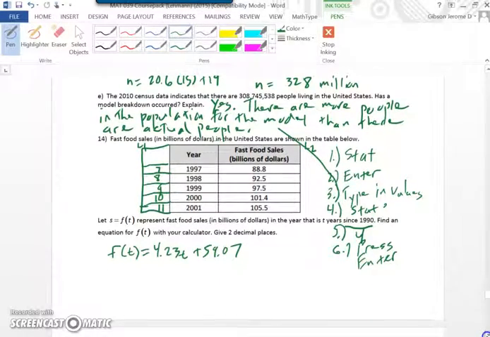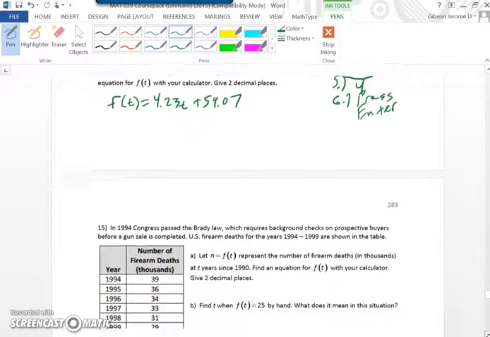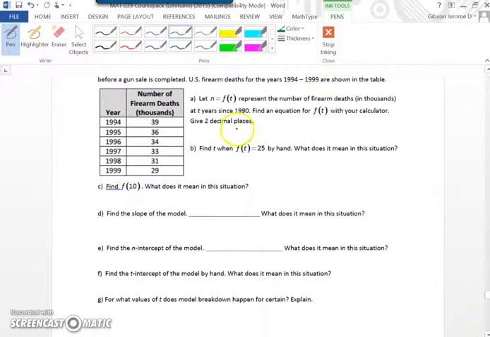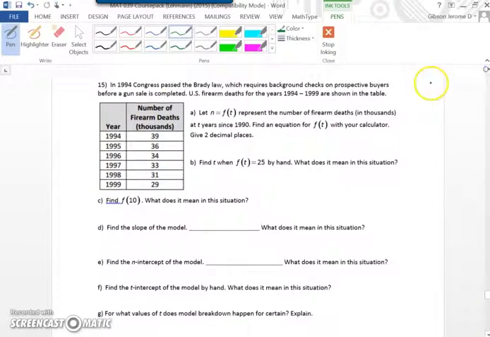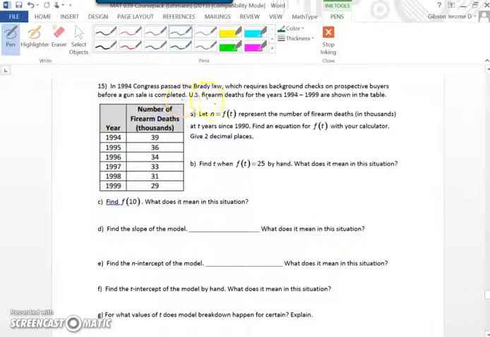All right, now we go on to the next page. It says here for number 15, in 1994, Congress passed the Brady Law, which requires background checks on prospective buyers before a gun sale is completed. U.S. firearm deaths for the years 1994 to 1999 are shown in the table.